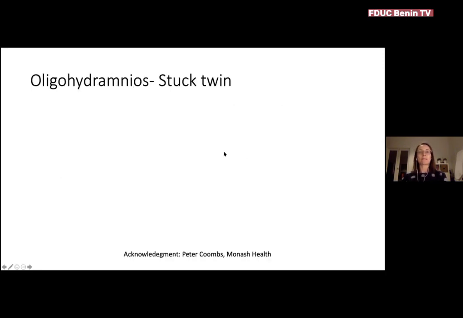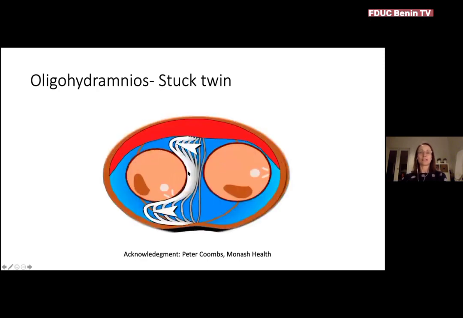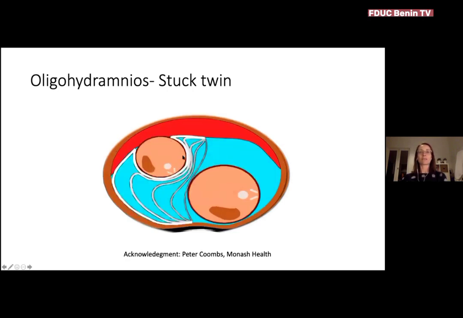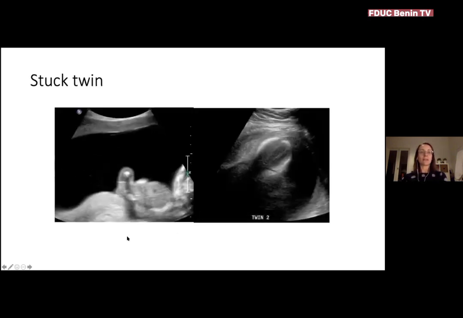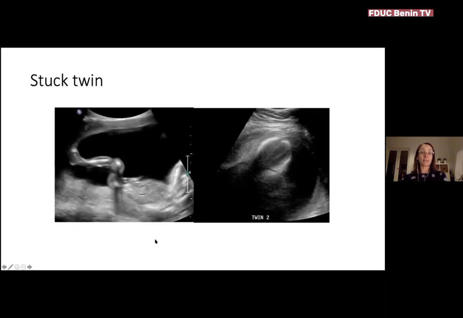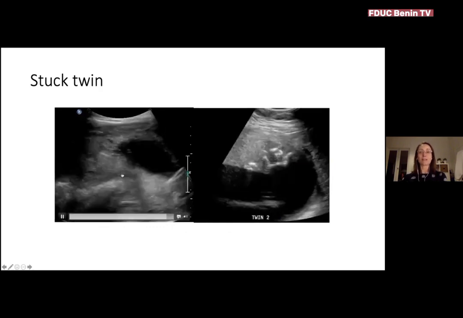And the sort of final stage of oligohydramnios is when the membrane is suctioned around the smaller twin, and we refer to that as a stuck twin, which I'll show you some images of now. So this first clip, you can see the membrane is actually very difficult to see, and that's because it is stuck so closely around this twin.